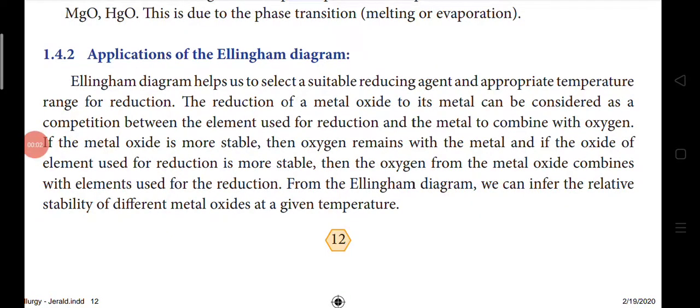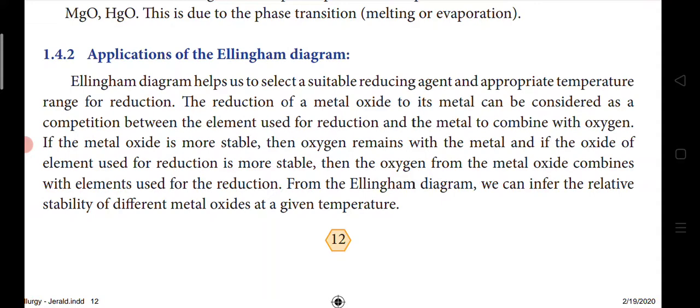So what are the applications of this Ellingham diagram? Ellingham diagram helps us to select a suitable reducing agent. Just now we saw this will help us to select a suitable reducing agent at appropriate temperature range for reduction. So எந்த temperature இது reduce ஆகும்ன்றது கூட we can able to predict.